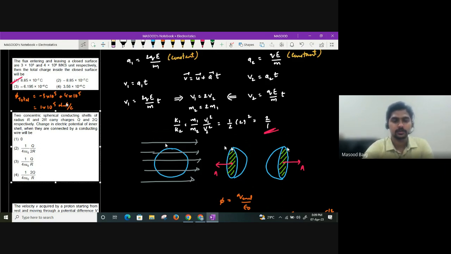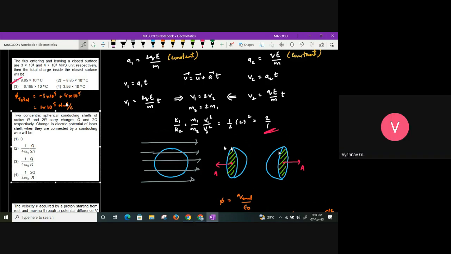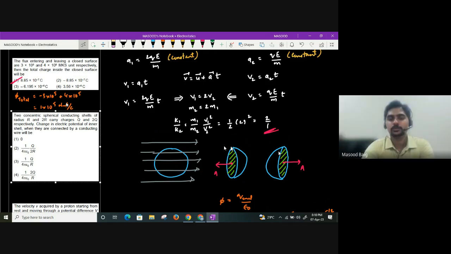Next case you see, two concentric spherical conducting shells of radius r and 2r carry charges q and 2q respectively. So for a conductor, where will the charge be, guys? Yesterday, one of them has asked the question. We did one question again. For conductors, where will the charge be? On the surface. Right, it is going to get distributed on the surface. They're asking change in electric potential of inner shell when they are connected by a conducting wire.